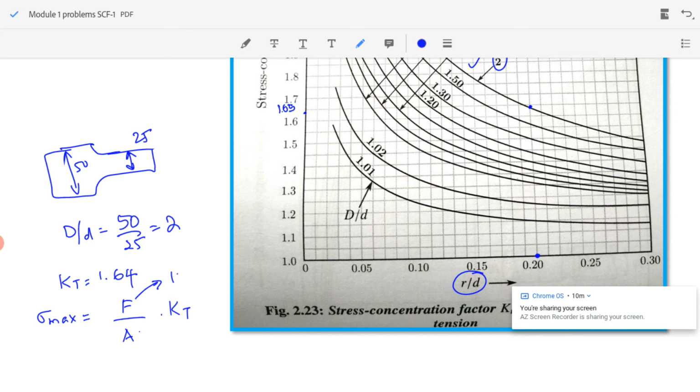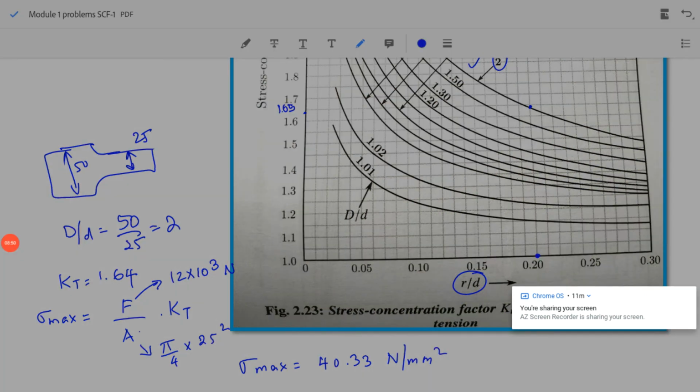So going to my previous equation, sigma max equal to F by A into KT. F equal to 12 kilonewton, 12 into 10 power 3 Newton. A is the minimum cross section area, pi by 4 into 25 square, and KT equal to 1.64. After substituting, I will get sigma max equal to 40.33 Newton per millimeter square. Okay, thank you for watching.